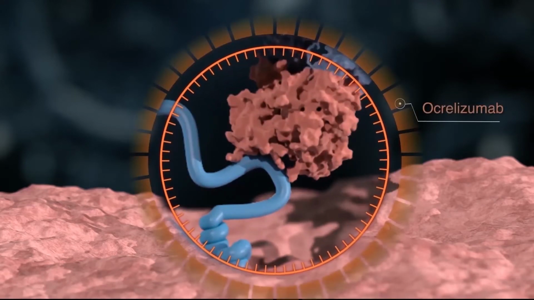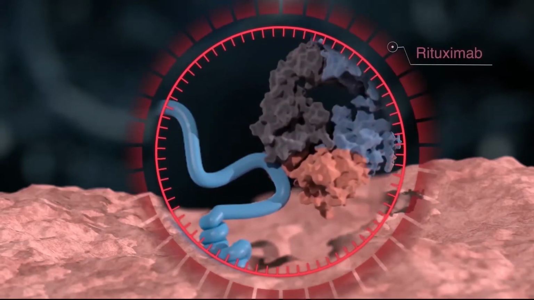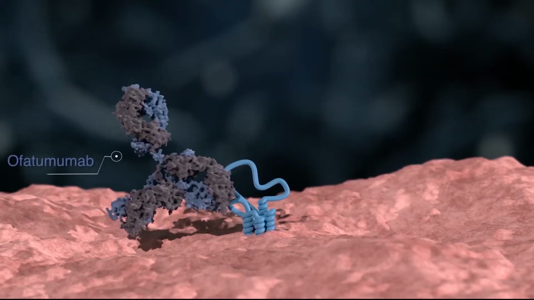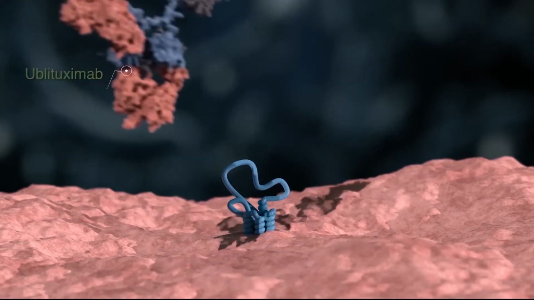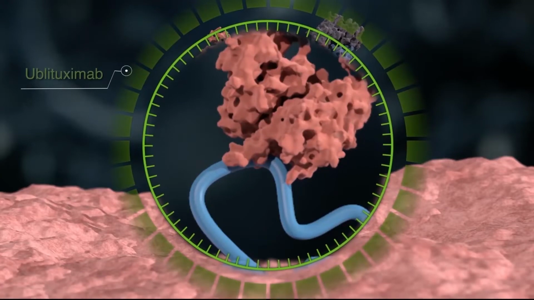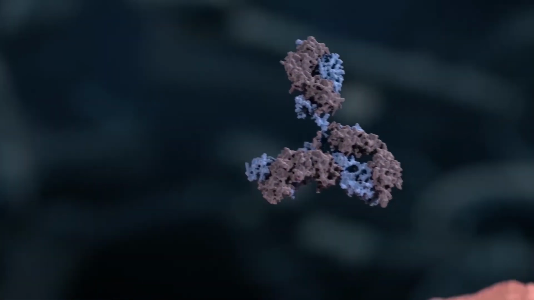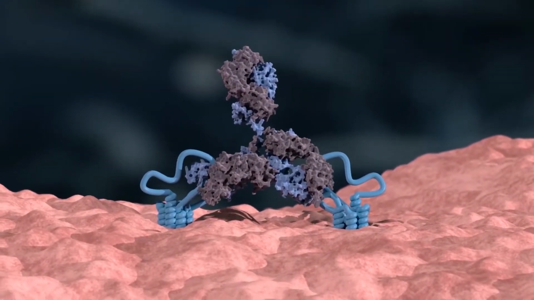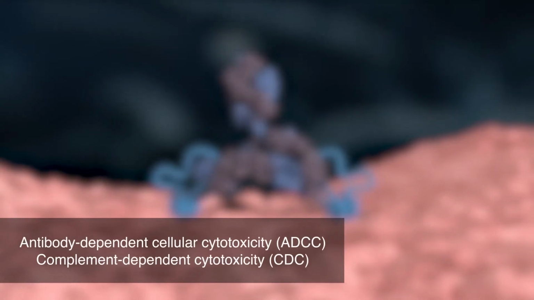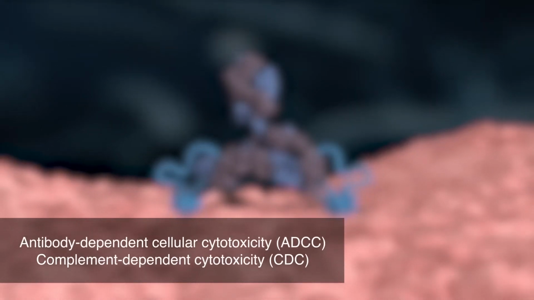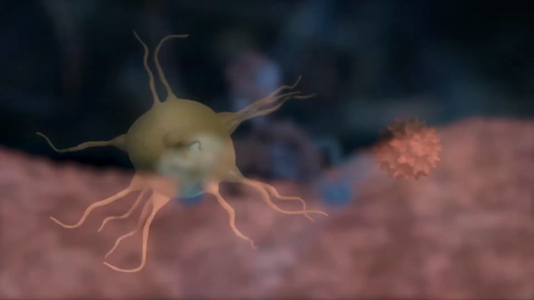Ocrelizumab and Rituximab bind to overlapping epitopes in the large loop of the CD20 molecule. Ofatumumab binds to a unique epitope in the large loop and an epitope in the small loop. And Ublituximab binds to 2 non-overlapping epitopes in the large loop. When anti-CD20 monoclonal antibodies bind to CD20 on the surface of B cells, they activate 2 mechanisms that result in B cell destruction: antibody-dependent cellular cytotoxicity, or ADCC, and complement-dependent cytotoxicity, or CDC.